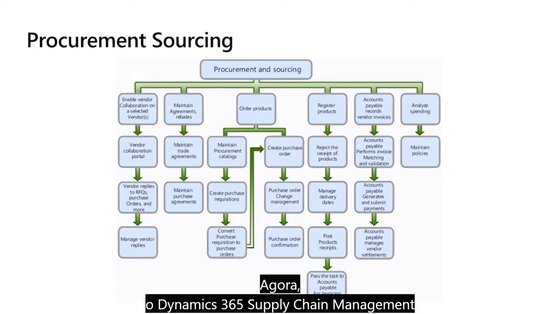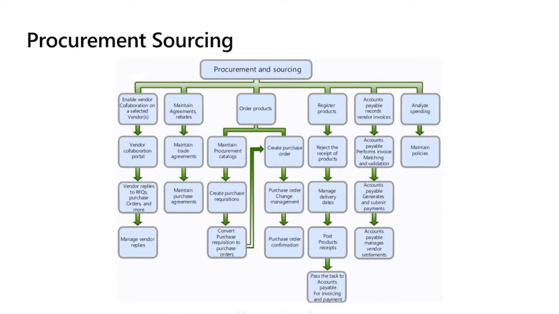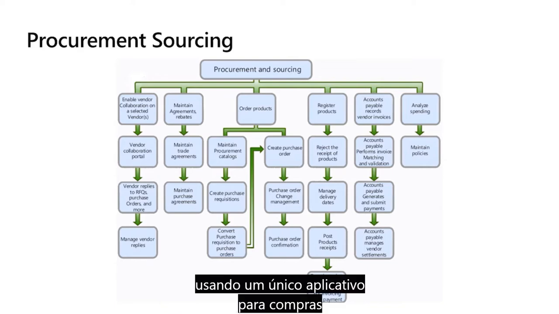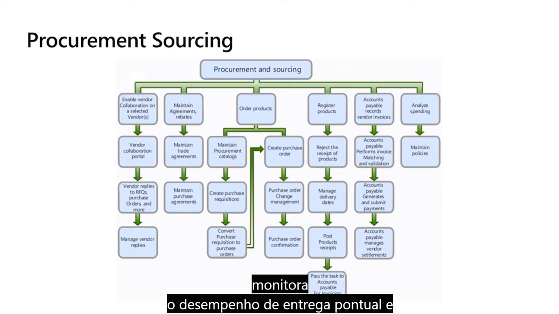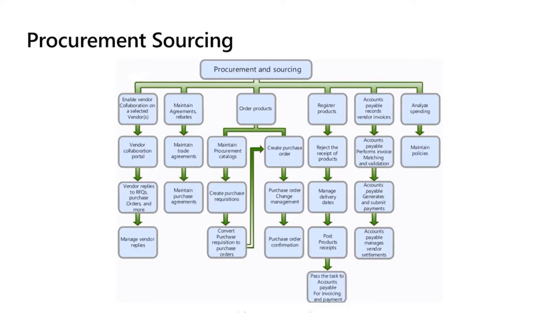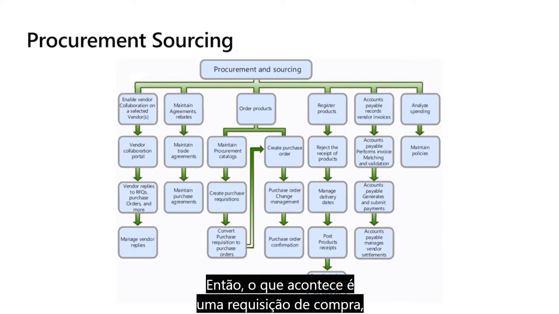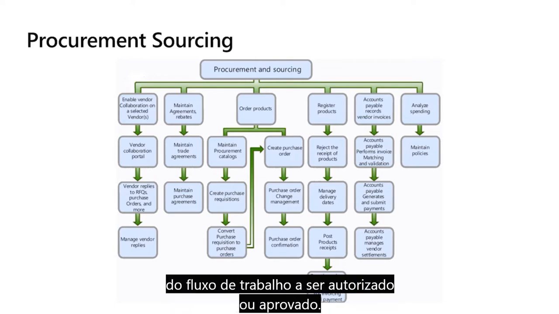Now, Dynamics 365 Supply Chain Management actually helps streamline the procurement process by using a single application for procurement to pay to help manage contracts, your agreements, and it monitors on-time delivery performance and allows you to collaborate with external vendors. So what happens is a purchase requisition, which is a document created by employees who don't have permission to create purchase orders, and essentially this requester is going to create the purchase requisition and submit it to the purchasing department via the workflow to be authorized or approved.